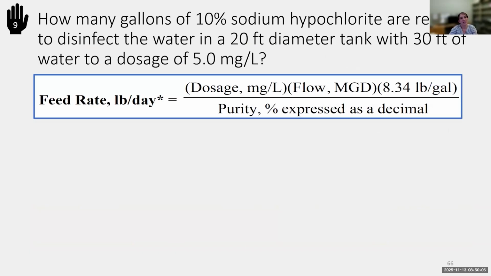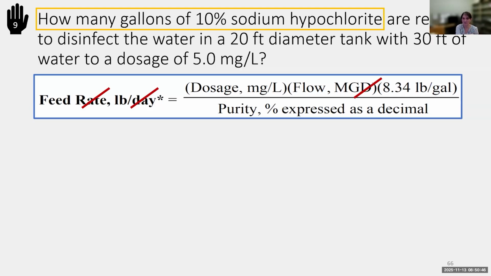All right, so we are asked, how many gallons of 10% sodium hypochlorite are required to disinfect the water in a 20-foot diameter tank with 30 feet of water to a dosage of 5.0 milligrams per liter? Okay, so what are we trying to calculate? We're trying to calculate how many gallons of our solution is needed to disinfect our tank of water. Well, this isn't a rate, right? We just need to do it once. So we want to change our equation from a feed rate to just feed.